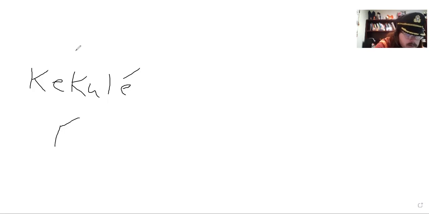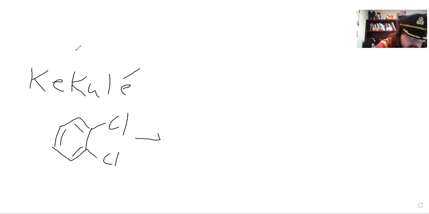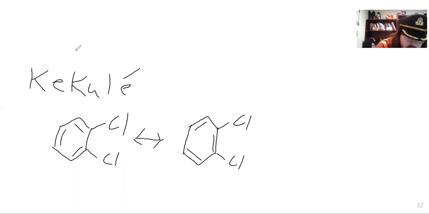So when we look at, say, this structure, 1,2-dichlorobenzene, we can imagine bonds here, but you can also imagine the structure like this, where we put the double bond between the two chlorines. Now, these individual structures are the Kekulé structures. And of course, these will undergo a very fast equilibrium, but both of these are still distinct.